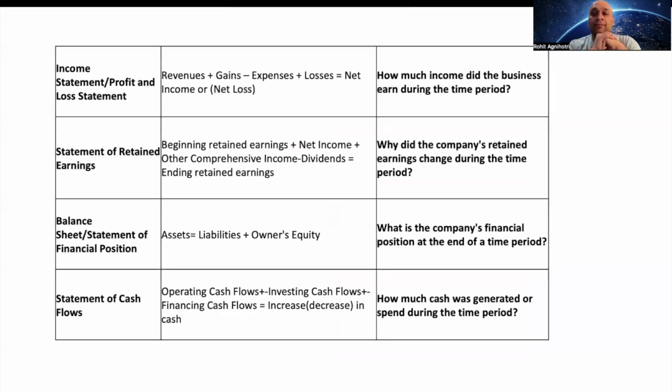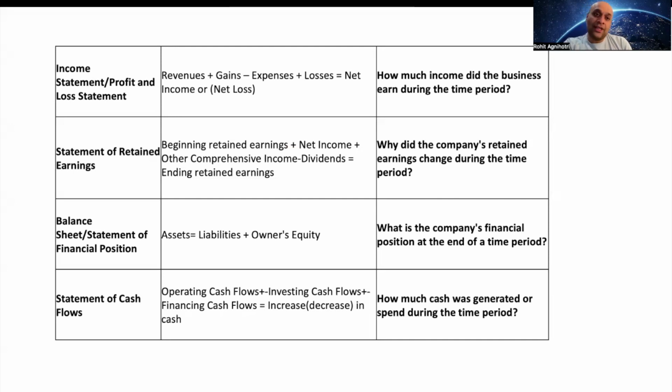The first one is our income statement, which, as we discussed last time, is also called the profit and loss statement. The elements or the constituents of this statement are revenues, gains, expenses, and losses that give you your net income. So basically, you take all your revenues, add all the gains, subtract all your expenses and losses, and the net result is either your net income or your net loss. The information that this statement communicates is how much income your business earned during the time period.